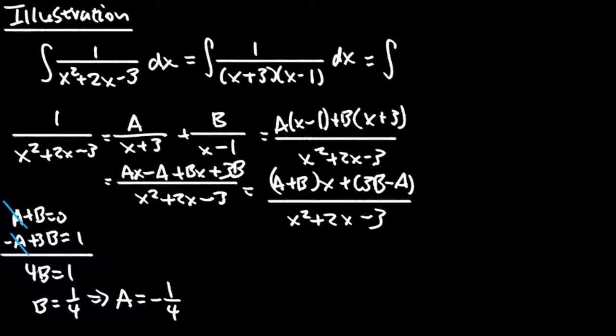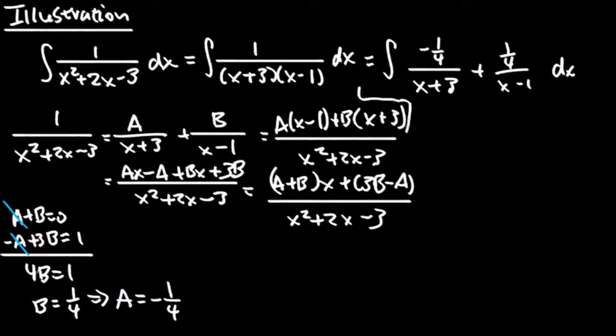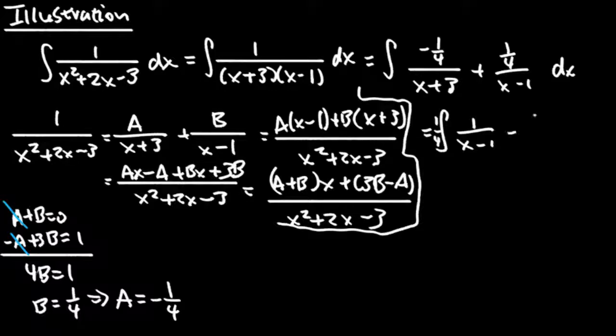So we got that, and then we can just plug that in up here and say that our integral is also equal to negative 1/4 over x plus 3 plus 1/4 over x minus 1 dx. I'm going to make this look a little bit nicer. So for the integral, I'm going to take the 1/4 out and write it like this.